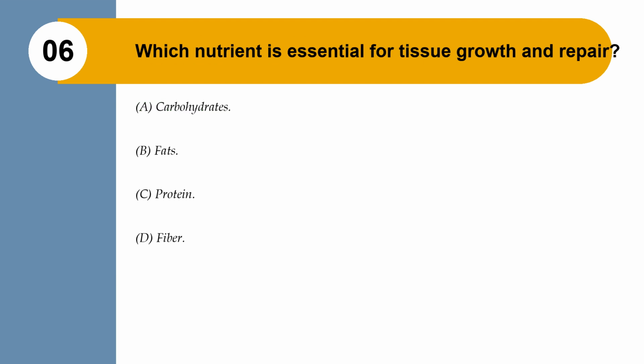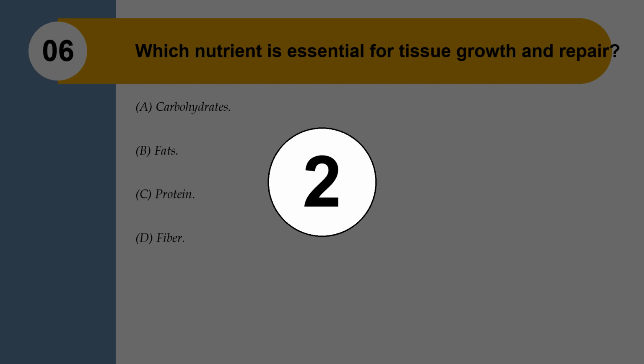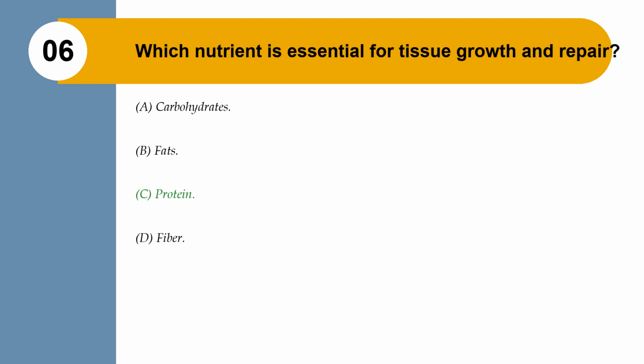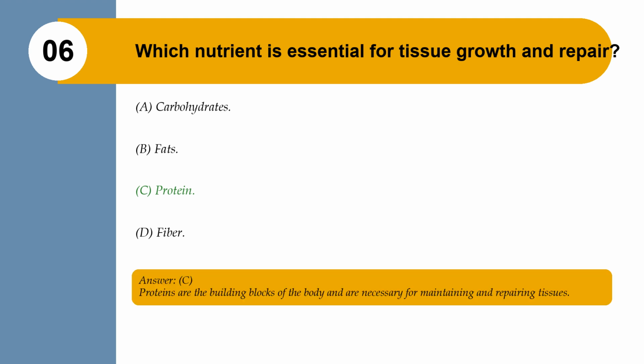Question 6. Which nutrient is essential for tissue growth and repair? Option A. Carbohydrates. Option B. Fats. Option C. Protein. Option D. Fiber. The correct answer is option C. Protein. Explanation. Proteins are the building blocks of the body and are necessary for maintaining and repairing tissues.